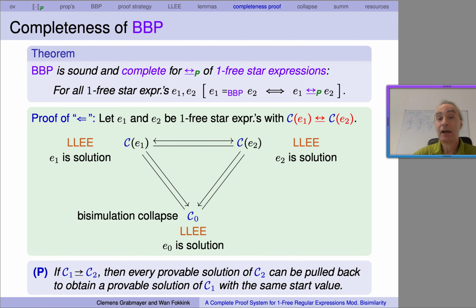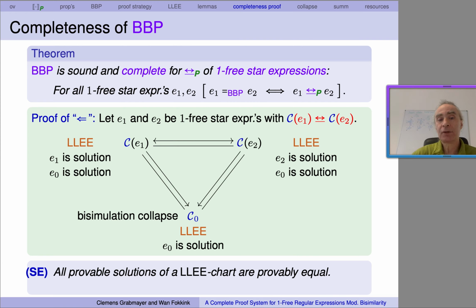And now a crucial lemma that allows one to pull back solutions conversely along functional bisimulations. So E0 is a start value of a solution of C0, I can pull it back to obtain that E0 is also a solution of C of E1, and E0 is also a solution of C of E2 at the start.